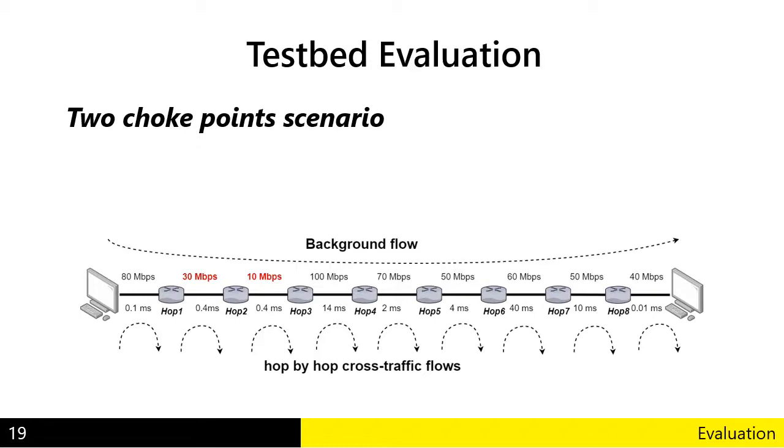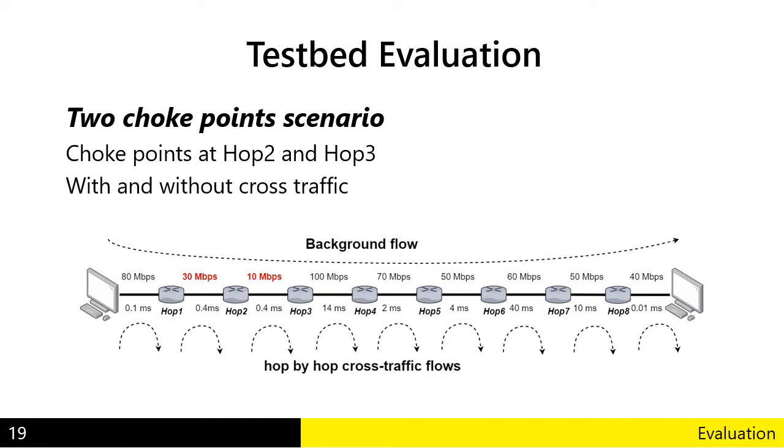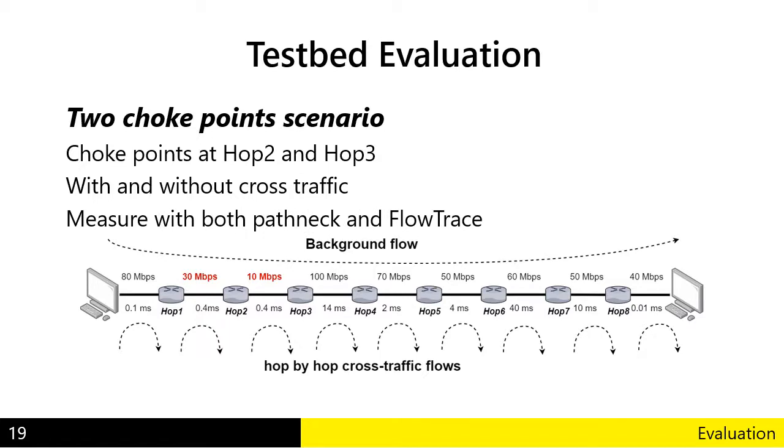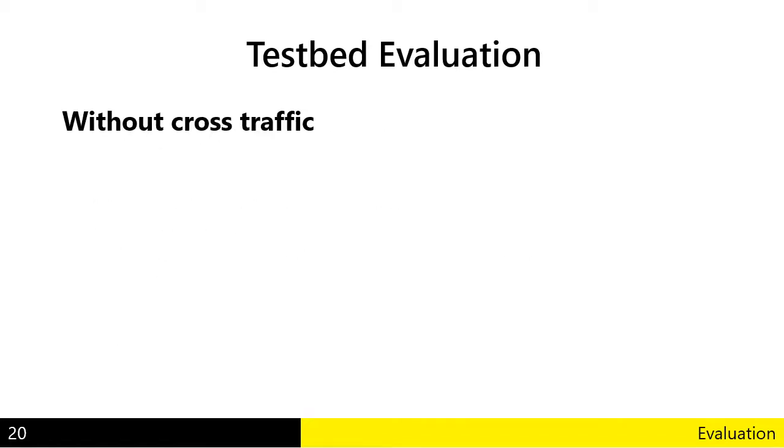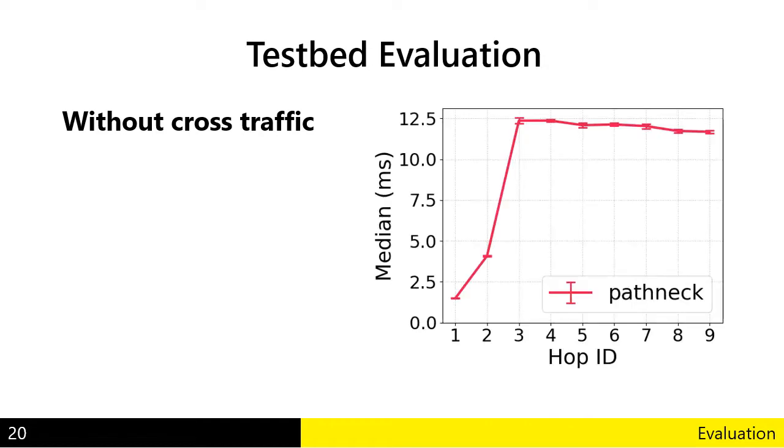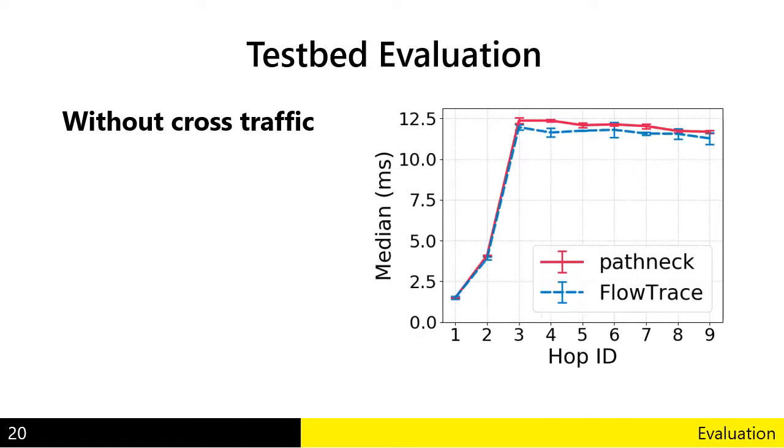So in the first scenario, we generate this two choke point scenario in which there are choke points at hop 2 and hop 3. Hop 3 being the last choke point would be the bottleneck link as well. We have again with and without cross traffic scenarios, and we measure the gap values with both pathneck and FlowTrace. So without cross traffic, this is how pathneck measures the gaps along the end-to-end path. And this is what FlowTrace measurements look like.